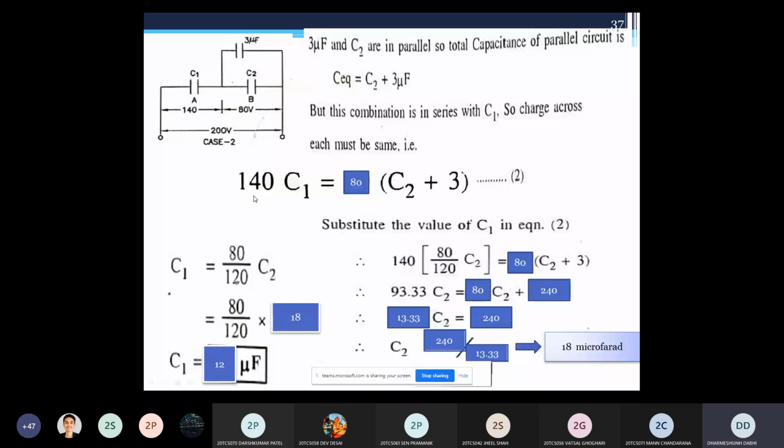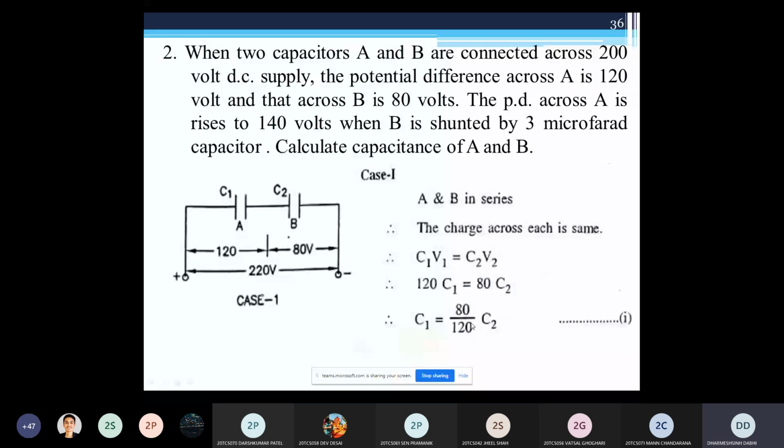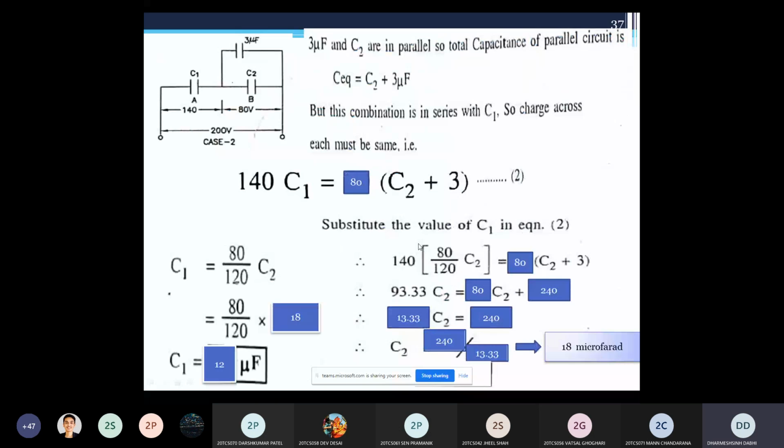So use this equation because the charge remains the same across C1 and C2: 140 into C1 is equal to, here write the 60, into the equivalent capacitance C2 plus 3 microfarad. Now put the value of C1, which is 80 divided by 120 into C2, in this equation number 2. Replace the 80 by 60. So what is your answer, C2? 5.6 microfarad.